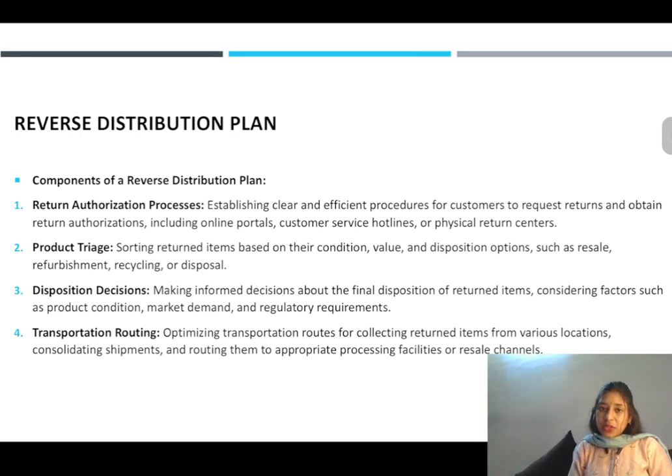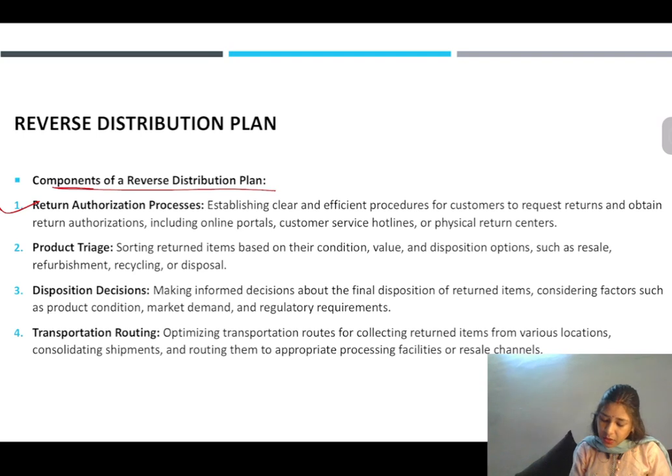Okay, so what is the role of data analytics in the reverse distribution plan? Distribution plan, if you remember chapter number 5, we have already discussed. This is just the reverse, which means it is related to the return. Okay, so what are the components of the reverse distribution?